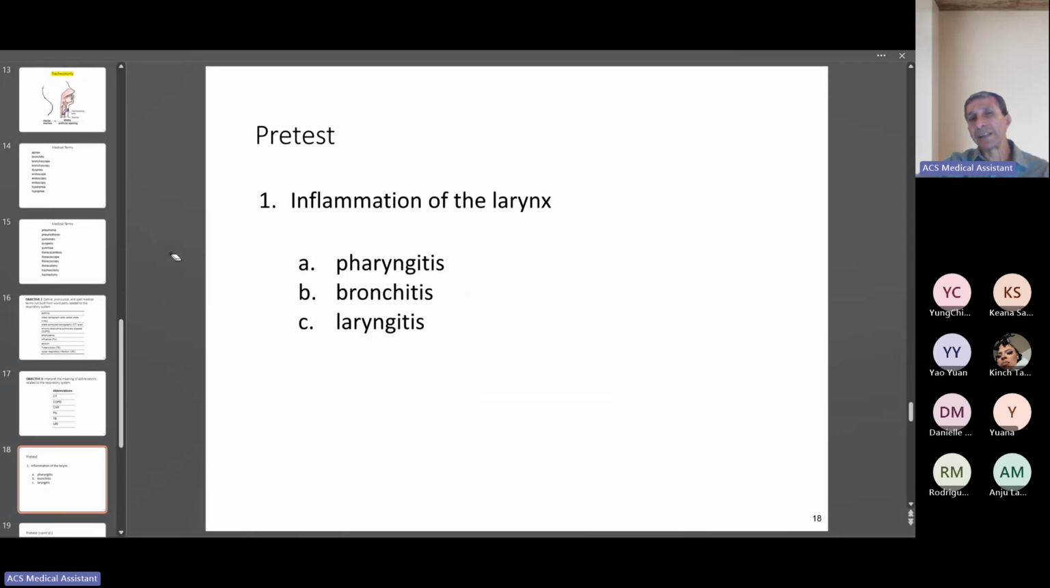Okay, pretest, inflammation of the larynx. Let's see who gets it right. A, B, C. I'm going to use the chat again, so you can send me your answers. Let's check it out.